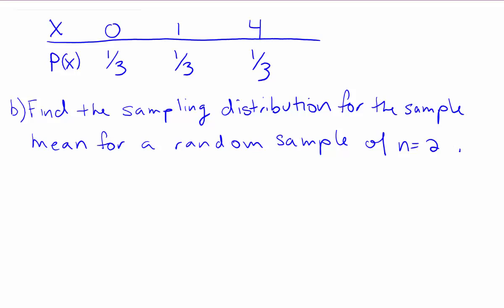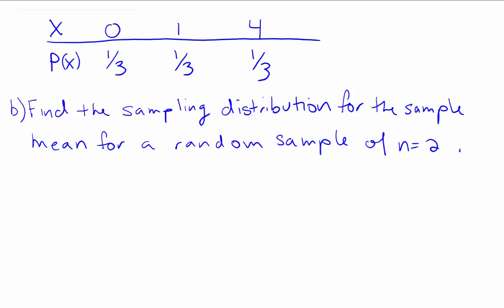All right, for the next phase of this problem, they're asking us to find the sampling distribution for the sample mean for a random sample of n equals 2 elements. So what you actually have to do if you're going to do this by hand is you have to think about all of the possible outcomes that could occur if n is equal to 2 and you're calculating the mean of the values that were selected.